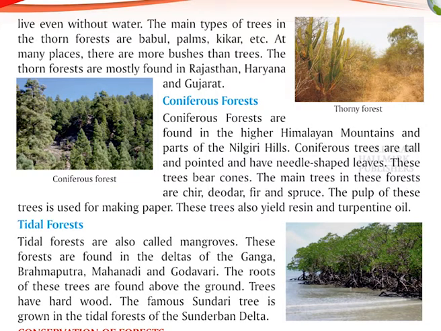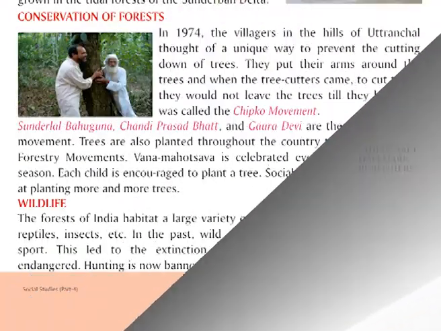Tidal forests. Tidal forests are also called mangroves. These forests are found in the deltas of the Ganga, Brahmaputra, Mahanadi, and Godavari. The roots of these trees are found above the ground. Trees have hardwood. The famous Sundari tree is grown in the tidal forests of the Sundarban Delta.